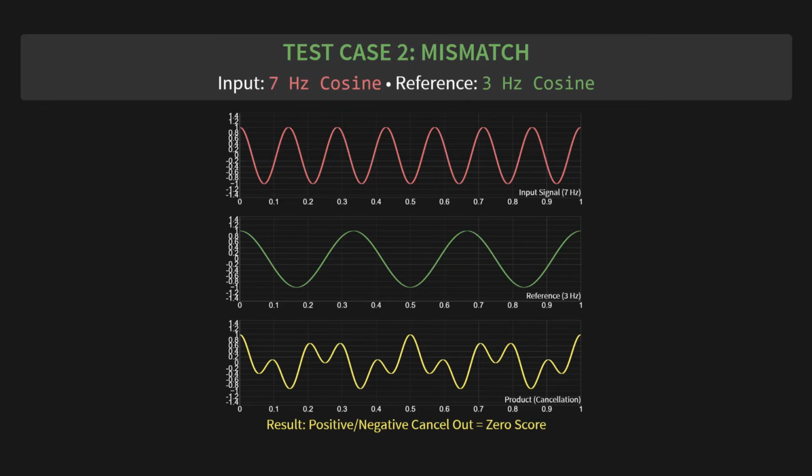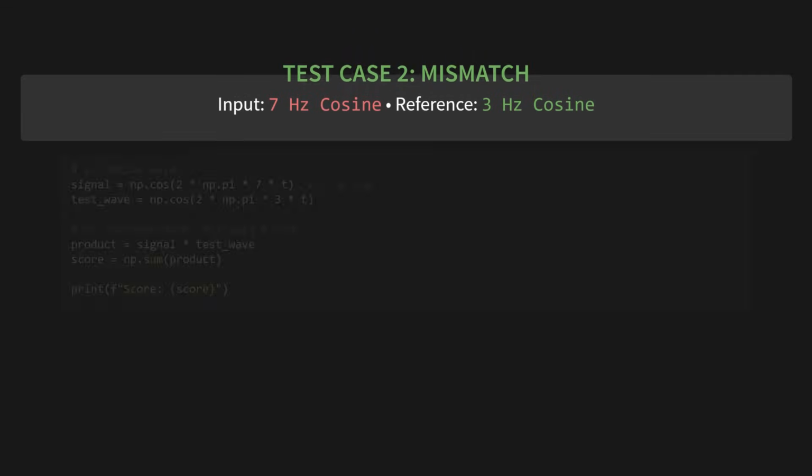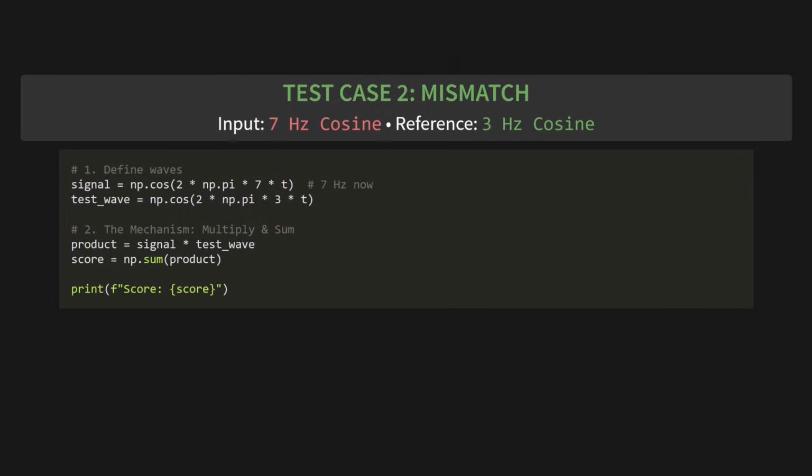All right, test case 2, a clear mismatch. Let's give our detector a signal with a completely different rhythm, say 7 Hz, and see what happens. Our reference wave, of course, is still our standard 3 Hz cosine. This time, the waves are totally out of sync. Sometimes their peaks align, giving a positive result. But just as often, a peak from one wave aligns with a trough from the other, giving a negative result. So the positive and negative parts just cancel each other out. The final sum should be pretty much 0.